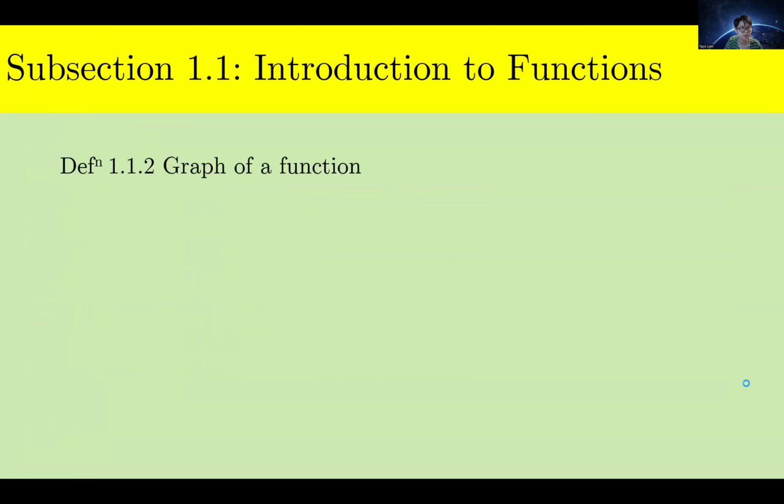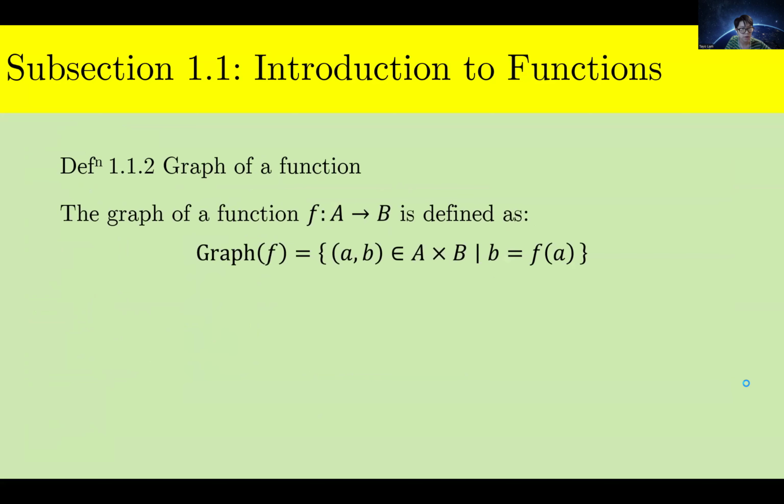Okay, so let's go to the second definition, which is the graph of a function. The graph of a function f from A to B is defined as the set of all ordered pairs (a, b) in the Cartesian product A times B, where b is equal to f(a). It is just trivial. For example, if f goes from R to R and we say f(x) equals x, then it's (x, f(x)), so it's (x, x).